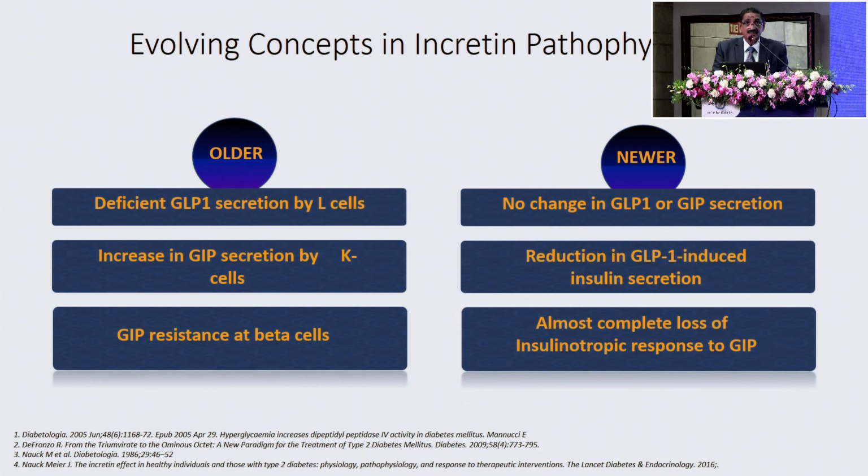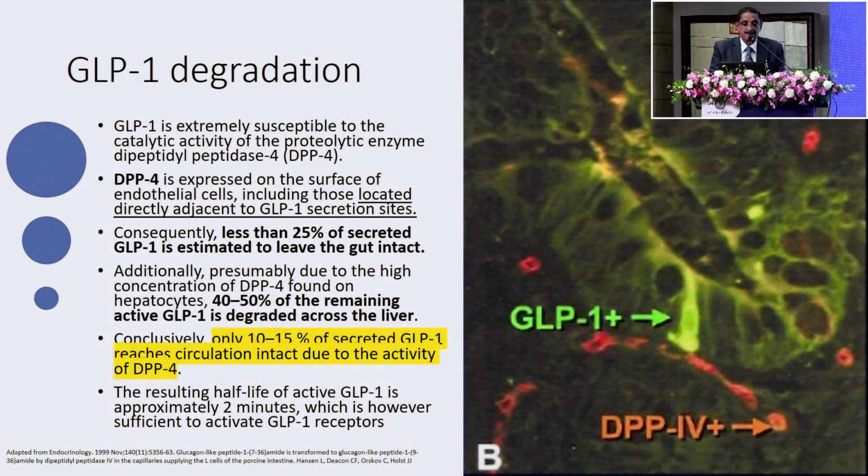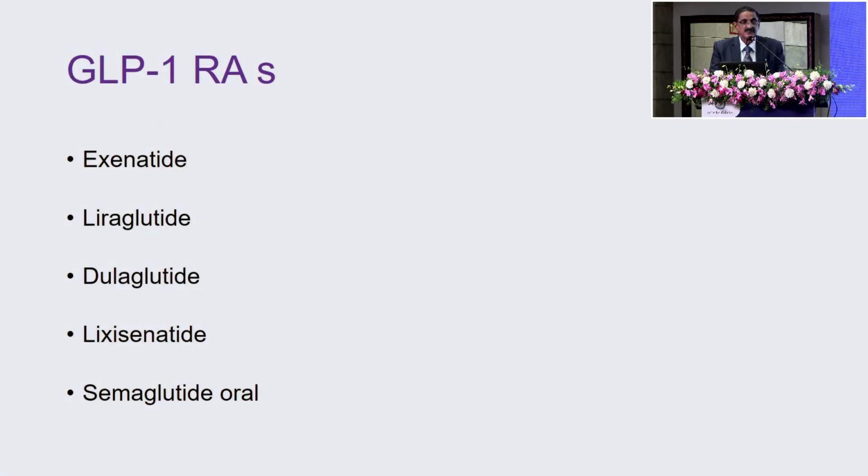However, there is a reduction in the GLP-1 induced insulin secretion. So it's not that much effective. And almost complete loss of insulinotropic response to GIP. And as you know, the GLP-1 is degraded, and only 10 to 15% of it roams around in the circulation, escaping the DPP-4 action. These are the GLP-1 receptor agonists that we have in our midst for our prescription: exenatide, liraglutide, dulaglutide, lixisenatide, and oral semaglutide.